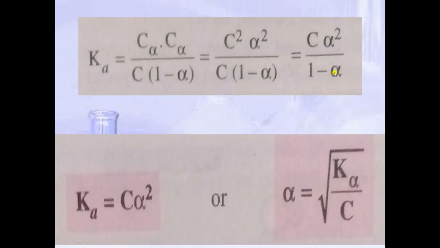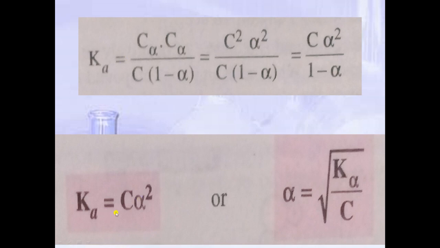The value of alpha is very less than 1, so here we can neglect it. Whenever this value is present in the denominator and we are subtracting it from 1, then we can neglect it. So the formula will become Ka equals C alpha square.